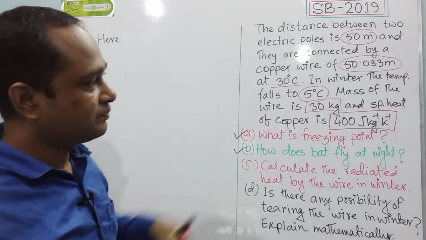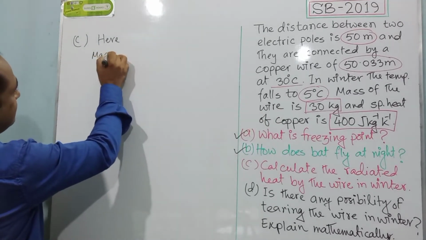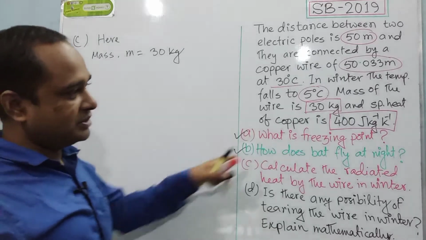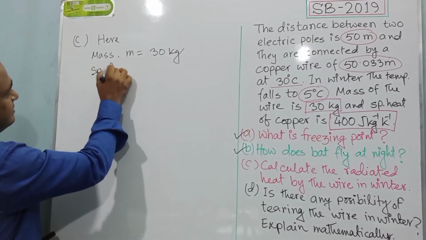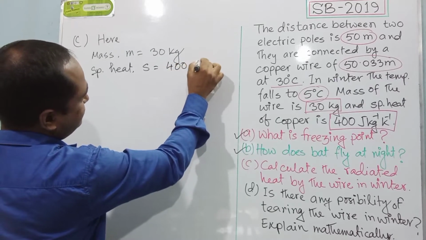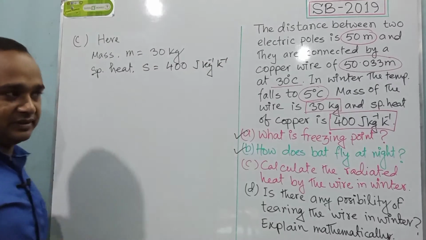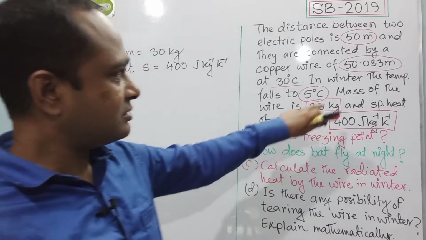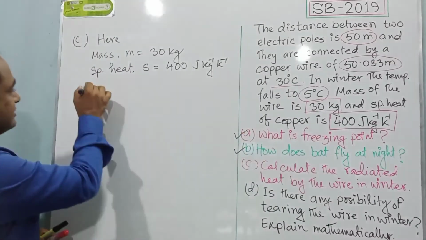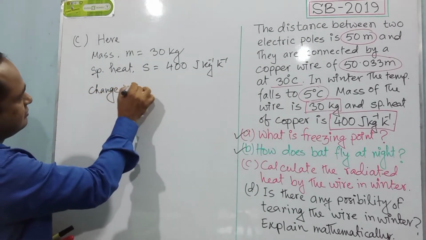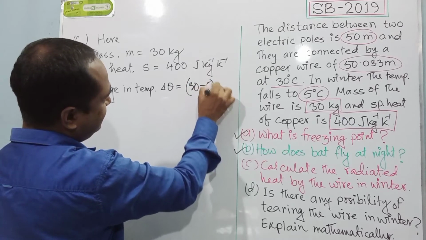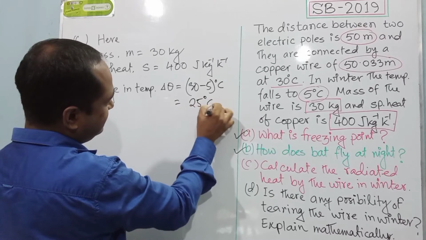Here mass of the wire is 30 kg. Mass m is equal to 30 kg. Specific heat of the material of the wire, denoted by s, is equal to 400 joule per kg per Kelvin, and change in temperature. The initial temperature was 30 degrees Celsius and finally it falls to 5 degrees Celsius. So change in temperature, delta theta, is equal to 30 minus 5, that is 25 degrees Celsius.